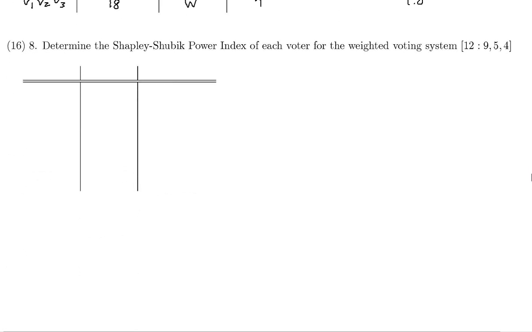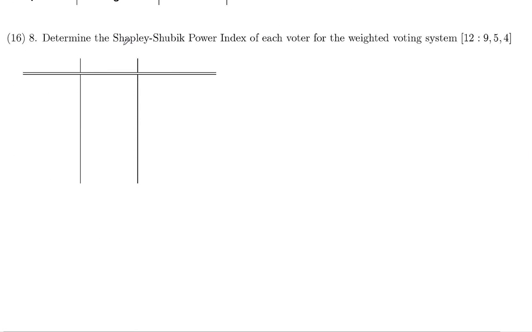Okay, and then the other way to determine power was the Shapley-Shubik power index. And you only had 3 columns here. This one is the one that dealt with pivotal voters. And you listed all possible sequential coalitions. We called those permutations of voters, so orderings. Permutations was the mathematical word, but orderings of the voters.